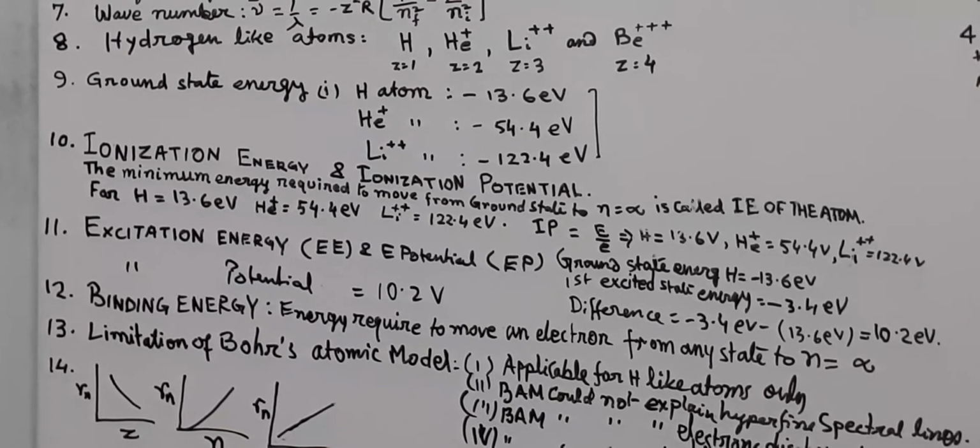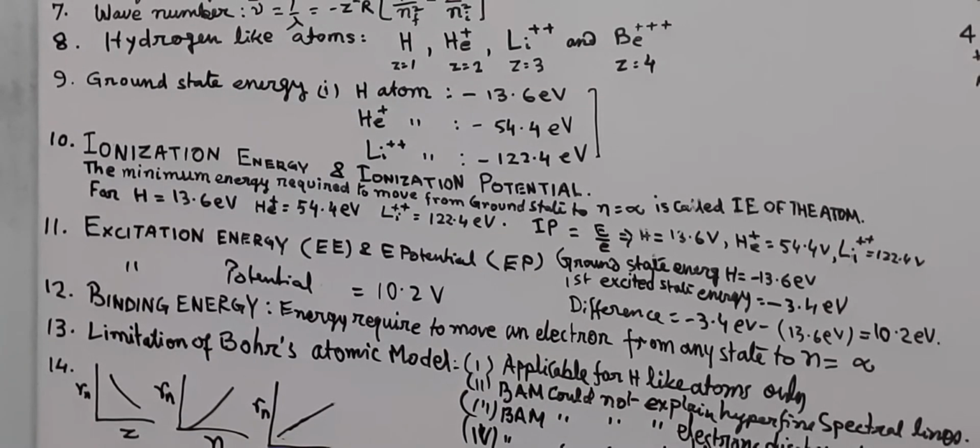Now, come to excitation energy and excitation potential. Ground state energy for hydrogen is minus 13.6 electron volt. First excited state energy is minus 3.4 electron volt. So, the difference is giving 10.2 electron volt. That is the amount of excitation energy. And binding energy, the energy required to move an electron from any state to infinity, that is called binding energy.